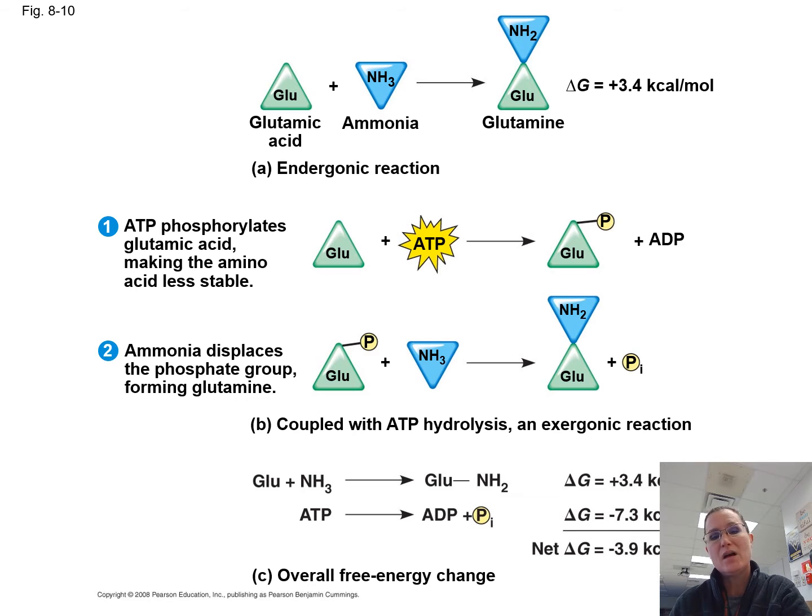And then it says coupled with ATP hydrolysis, which means that we broke ATP apart using water. When we broke that apart, that was exergonic, because when you break that bond, it releases energy. If we take the delta G's from those two things, our top one gave us a positive 3.4 kilocalories per mole, and the hydrolysis of ATP gives us a negative, exergonic, negative 7.3 kilocalories per mole. We have a net of negative 3.9 kilocalories per mole.